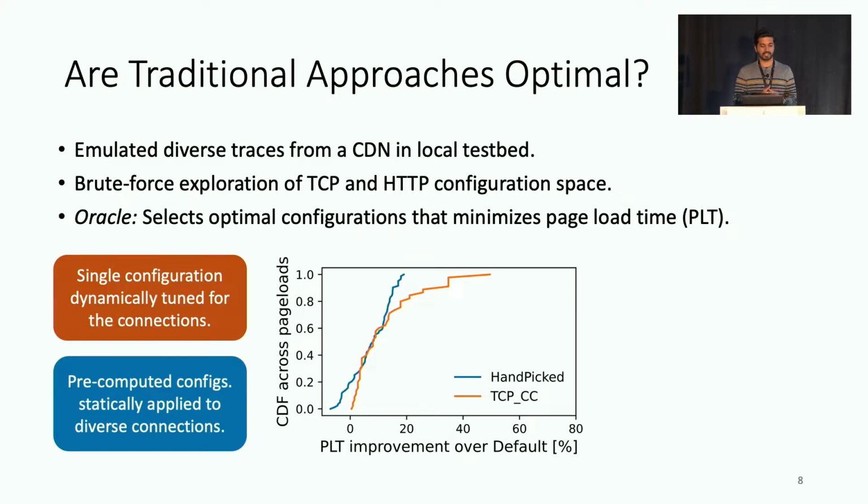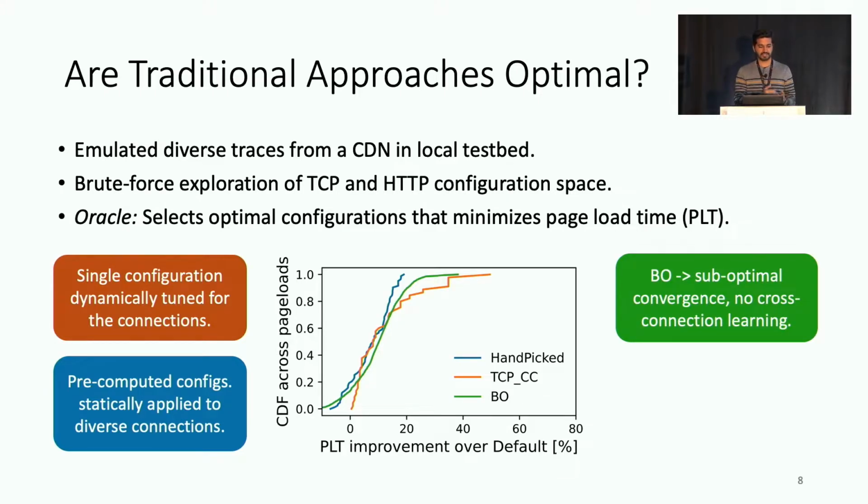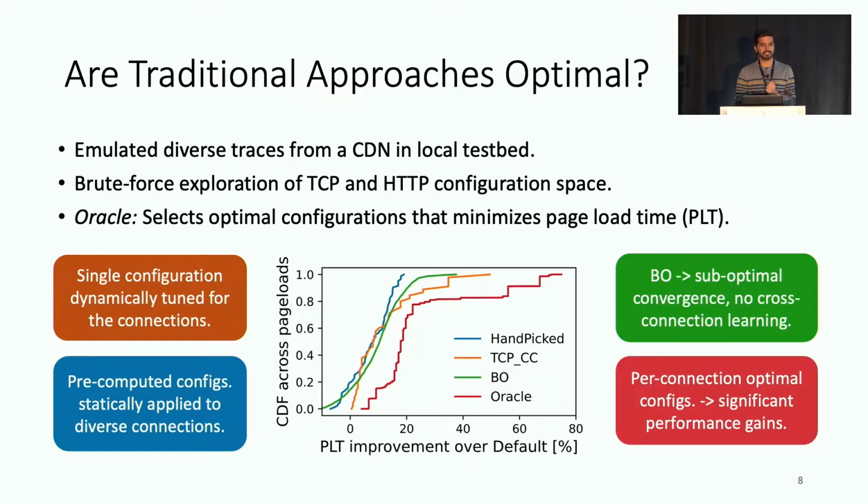The orange line here emulates a system that uses the oracle to dynamically tune TCP congestion control. And we see significant benefit, with up to 50% improvement at the tail. The green line here emulates a system that uses Bayesian optimization to tune the complete set of configurations. However, we did notice some suboptimality with the convergence of Bayesian optimization, and that's why the results are not that stellar. Finally, we see the oracle here, and we see much better results than the others.